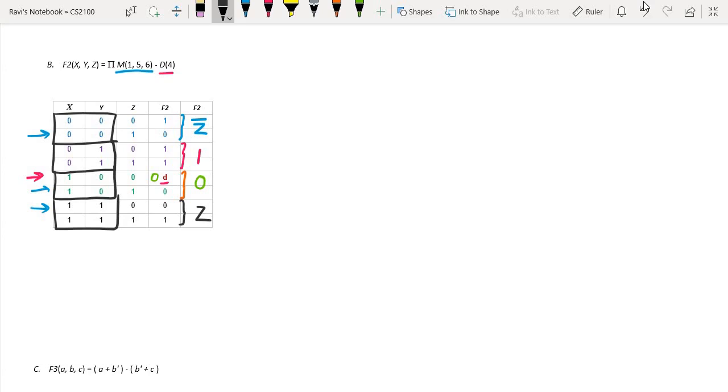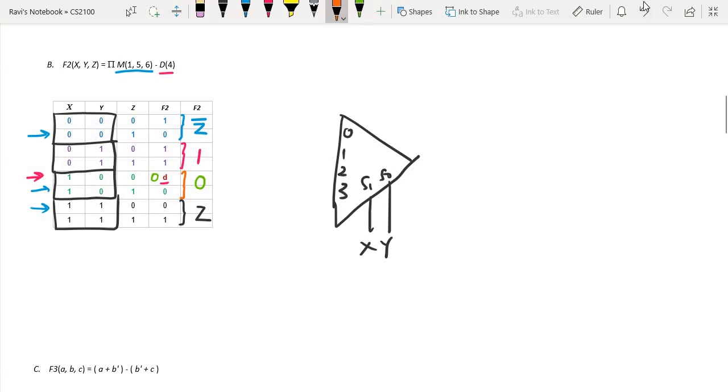Okay, so once you have this, basically the last step is to again draw the multiplexer with the inputs. So we have two inputs, X and Y, to S1 and S0, and the four inputs to the multiplexer are here. So the first one, when XY is 0, 0, it is basically Z bar. The next one, 0, 1, it is a 1. 1, 0 is a 0, and the last one is a Z. Okay, so this gives us our output, which is F2 here.